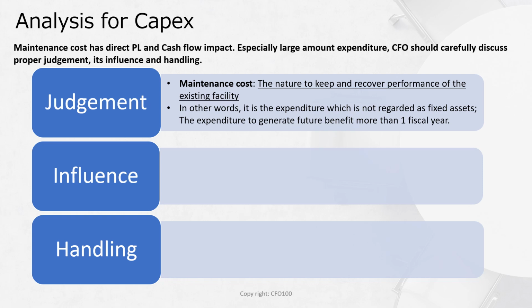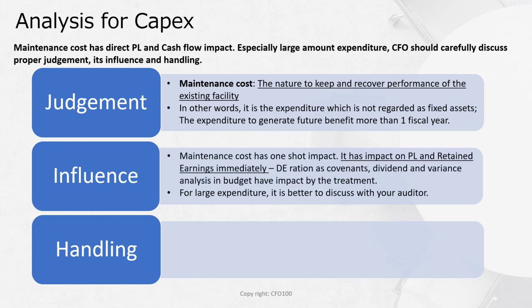As the second item, you consider the influence of maintenance costs carefully. Maintenance cost has a one-shot impact. It has an impact on P&L and retained earnings immediately. In case the one-shot expense is quite large, it makes a huge loss in that fiscal year and it may have an impact on retained earnings, and then an impact on financial covenants of loans. Dividends and the variance analysis in the budget may also be affected by that treatment.